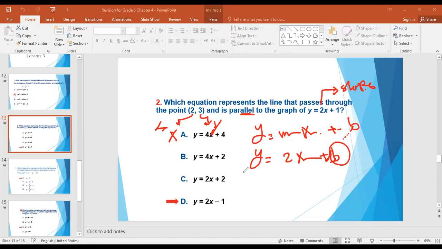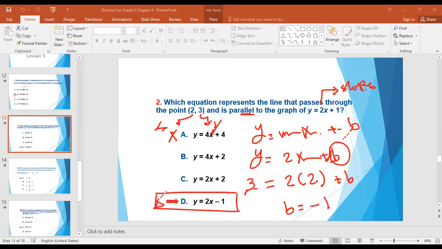3 equals 2 times 2 plus b, then 4. So 3 minus 4 means negative 1. So the equation is y equals 2x minus 1.